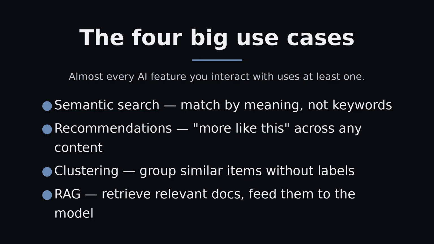2. Recommendations. Netflix, Spotify, Amazon, every more like this feature you've ever seen is embedding your items and finding neighbors. 3. Clustering. Dump 10,000 customer support tickets into an embedding model, cluster the vectors, and the clusters are basically topics, without a human ever labeling anything. And 4th, the biggest one, the use case that has a buzzword on it, RAG. Let's talk about that one.